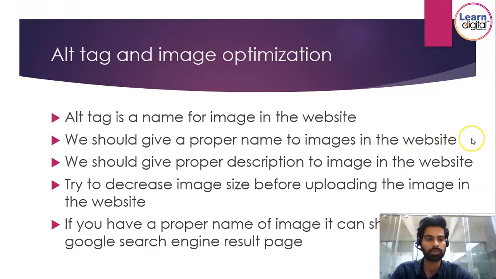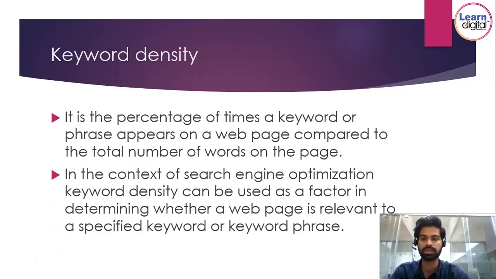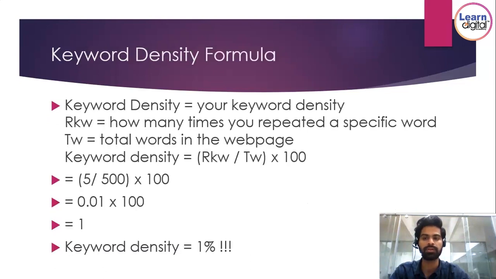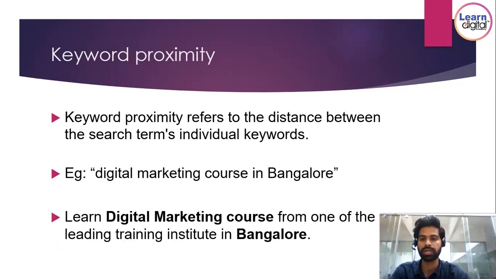Now let's see some other options. Other factors of on-page SEO. So let's talk about keywords now. Keyword is really important in the website, especially for the ranking of the pages. Related to this, we have points: keyword proximity, keyword prominence, keyword density, keyword density formula, and keyword cannibalization. These points we are going to understand in this.